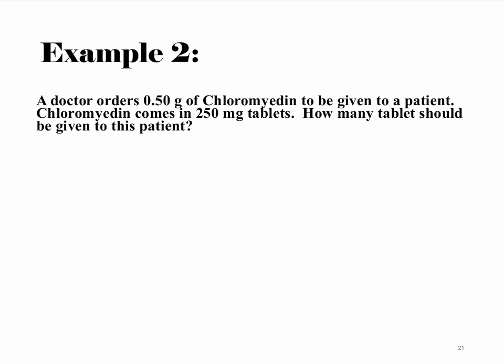Right, so you want to give them 0.50 grams of chloromyidin. And you know that it comes in per tablet 250 milligrams. So how many tablets do we need to give them, right? So we need to identify where are we going to start from and where are we ending, and then all of our conversion factors, right? So does anyone know how we can get a conversion equality from this problem?